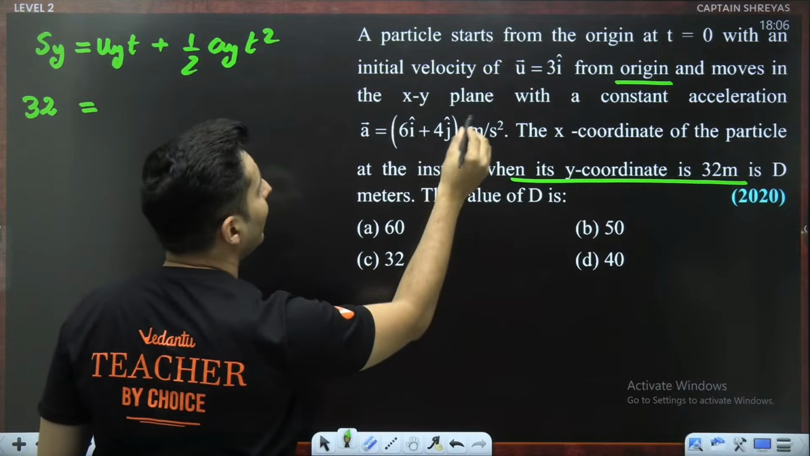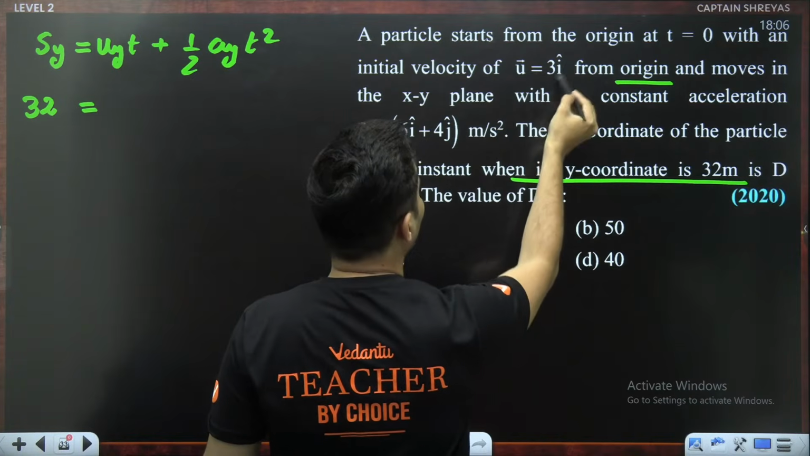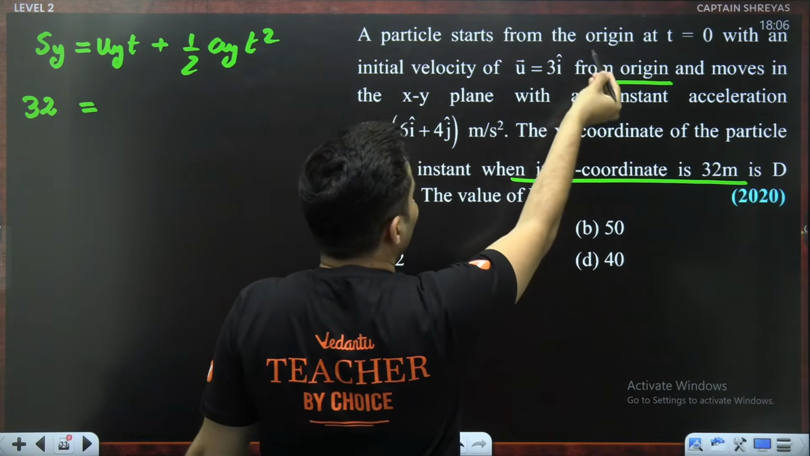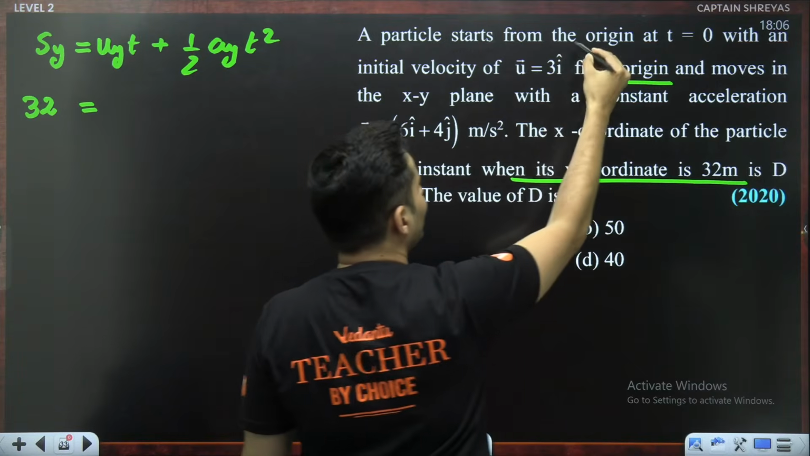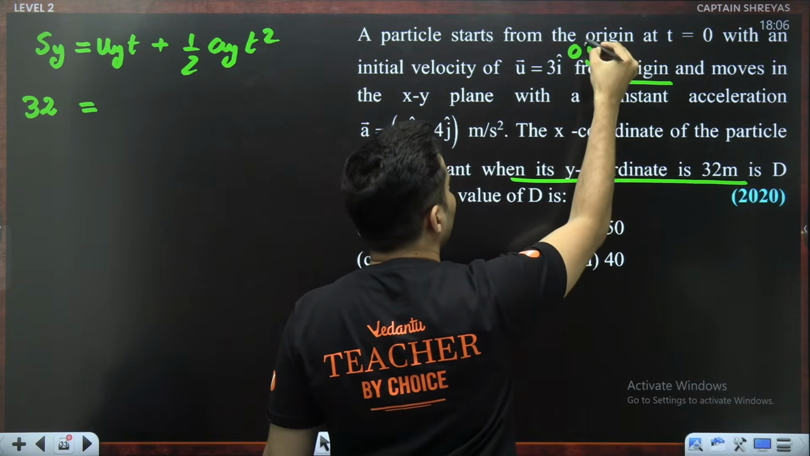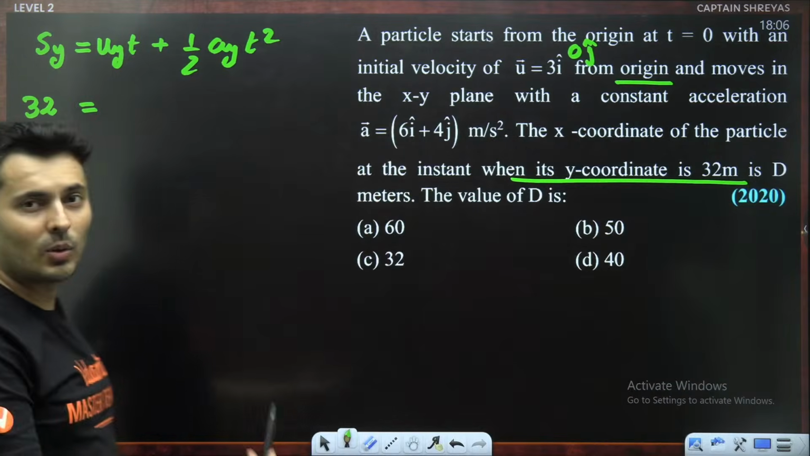Initial velocity in the y direction. Oh, look at this, 3 i cap. There is no j cap. There is no velocity in the y direction. Do you see that? There is 0 j cap.